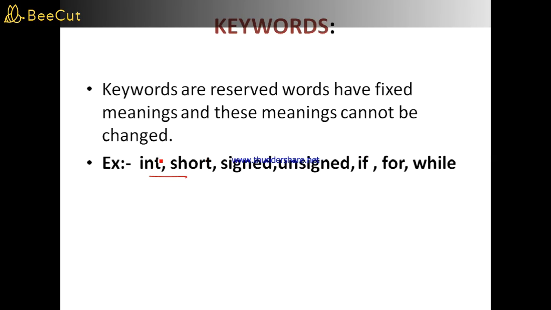Int, short. Int is used for representing an integer number. We cannot use it in a programming language other than for that purpose. Short has a fixed meaning here. After execution of a simple program we'll come to know what keywords actually are. Keywords are reserved words, and their value cannot be changed. That means they have a fixed meaning. We cannot use them for any other purpose.